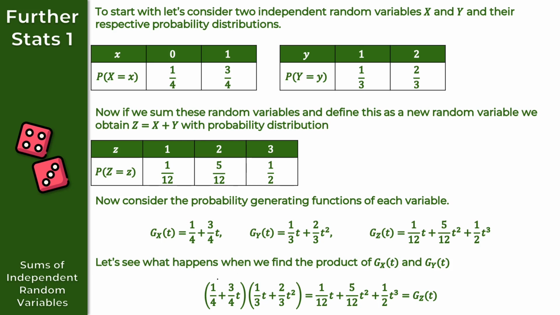So just expanding these brackets, nice and straightforward, just using FOIL or any method that you're familiar with from GCSE maths, so quite a few years back now, we obtain the following. So I get 1 over 12t plus 5 over 12t squared plus 1 over 2t cubed. And if you notice, this is equal to g of z in terms of t. So that's my probability generating function for z. As we said, what we've just seen here is really, really important. So let's just formalize what we've just found.